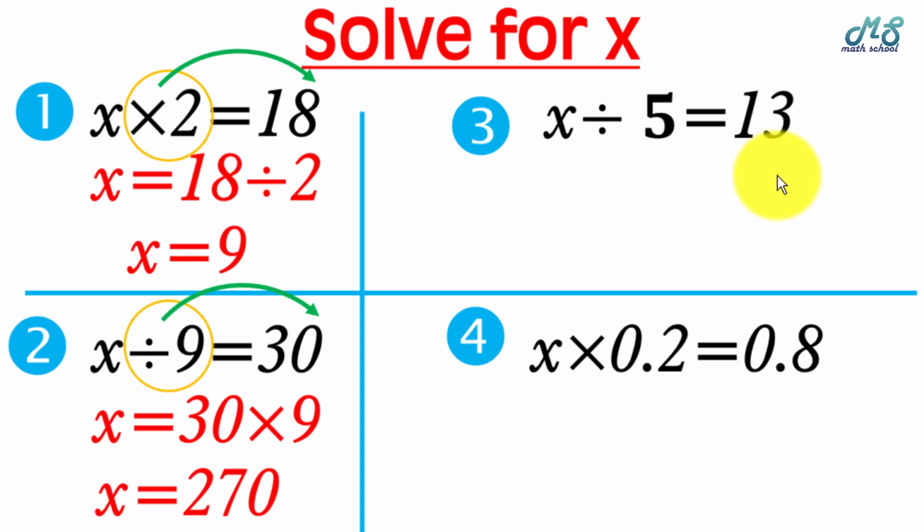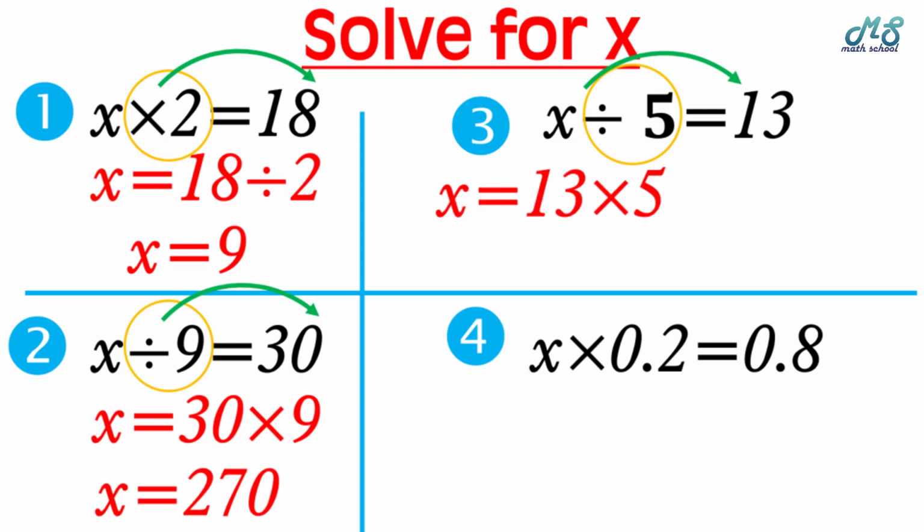Next, number 3. x divided by 5 equals 13. It's a division equation. To find the value of x, we will circle divided by 5 and move it to the other side to be multiplied. Now x equals 13 times 5. x now equals 65.